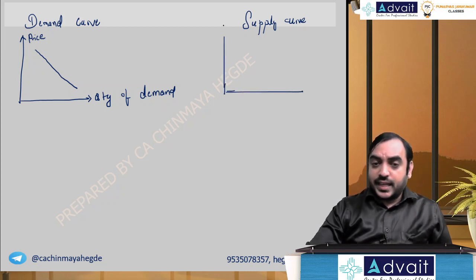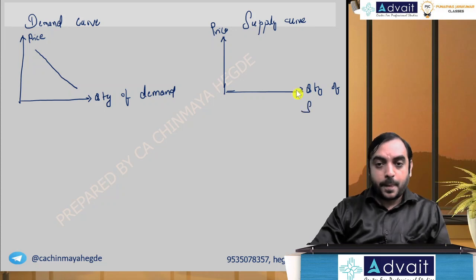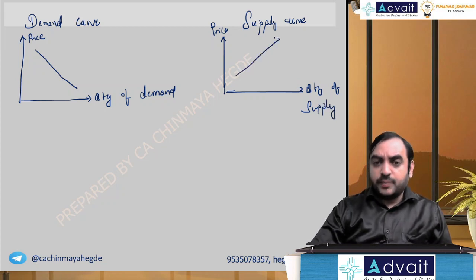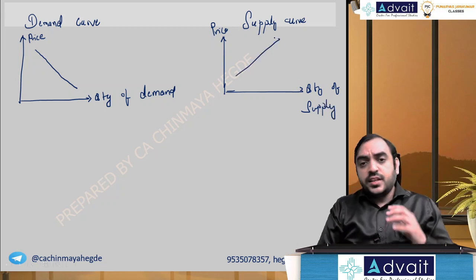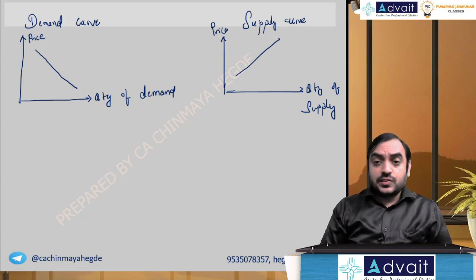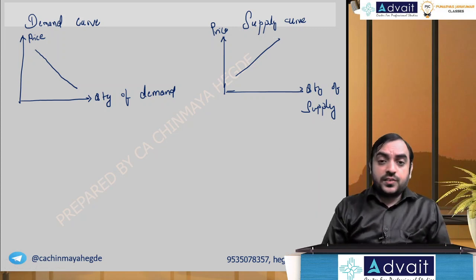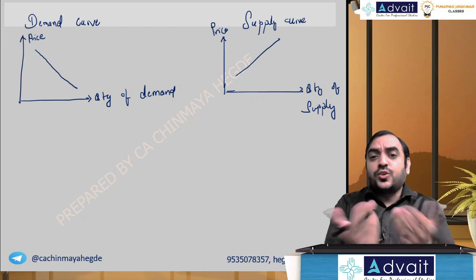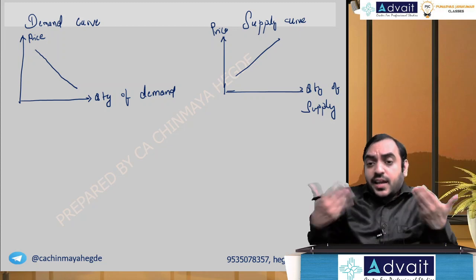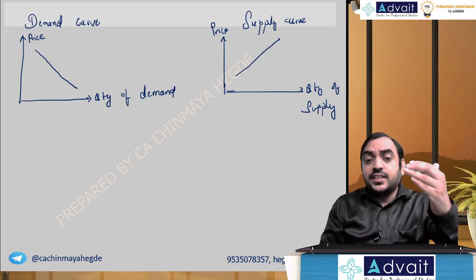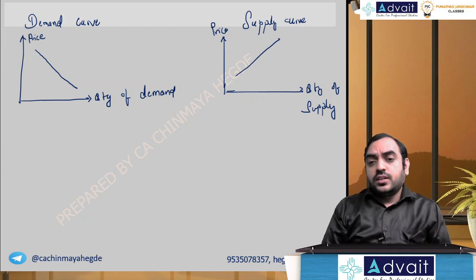Then we have the supply curve. Supply curve, x-axis price and y-axis quantity of supply. Supply of goods. Now this is going to be an incremental thing, which means as the price increases, supply also increases. If price increases, I would like to sell more because as a salesman, I get more income.